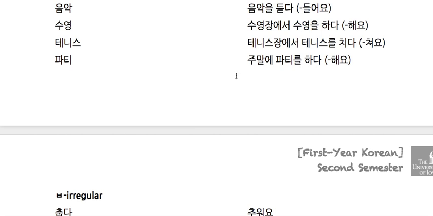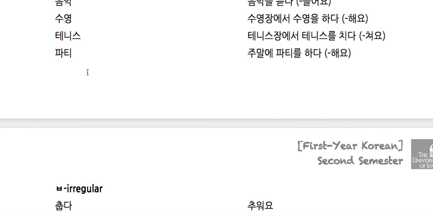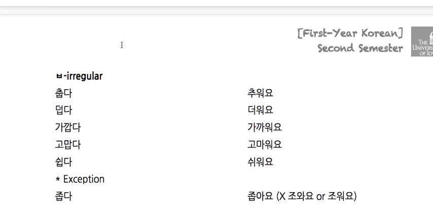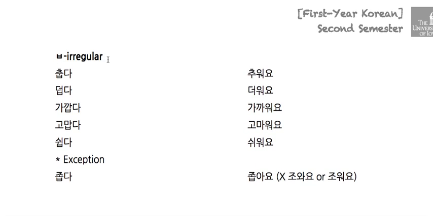If it's a birthday party then it's 생일 파티. If it's just a party then you can say party, any kind of party. 할로윈 파티. 또 뭐 있냐? 크리스마스 파티. 뭐 파티 많이 하죠?